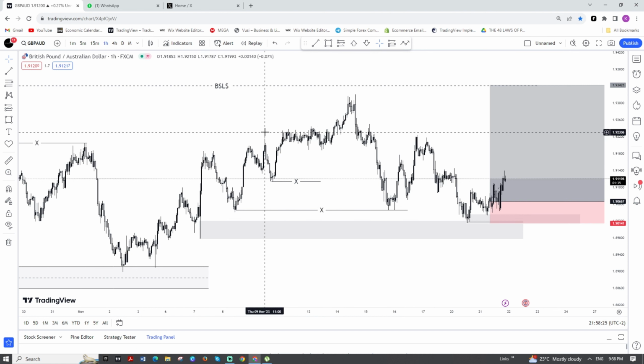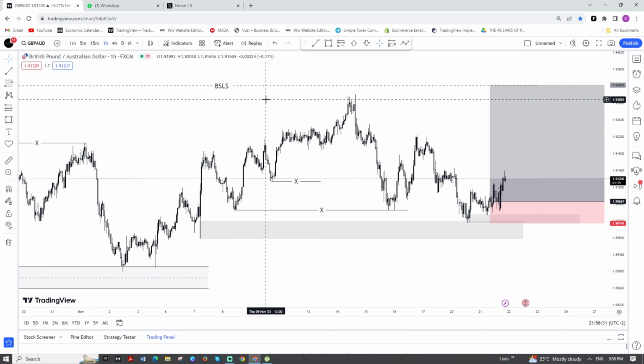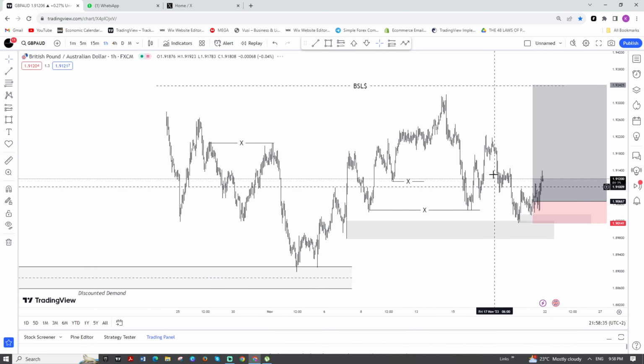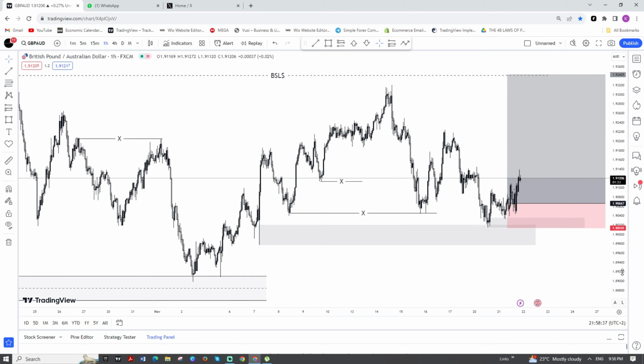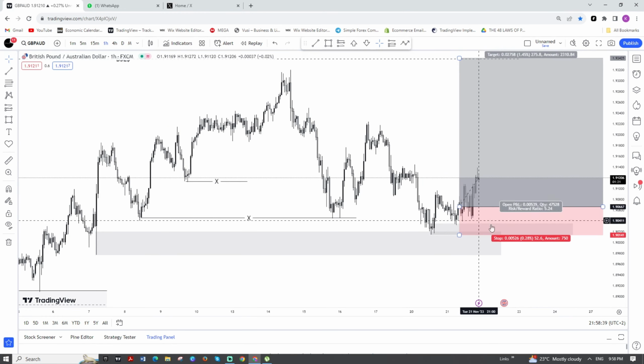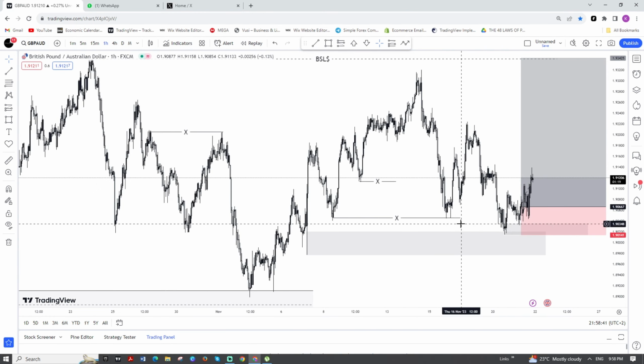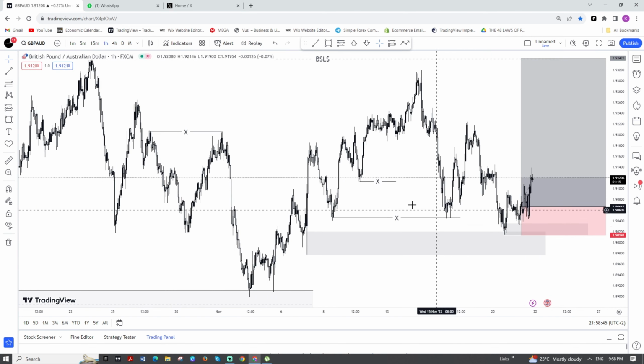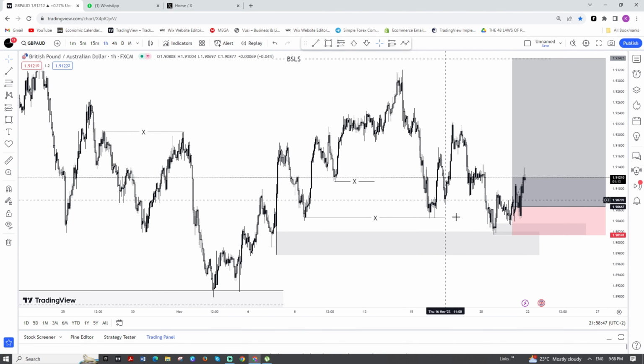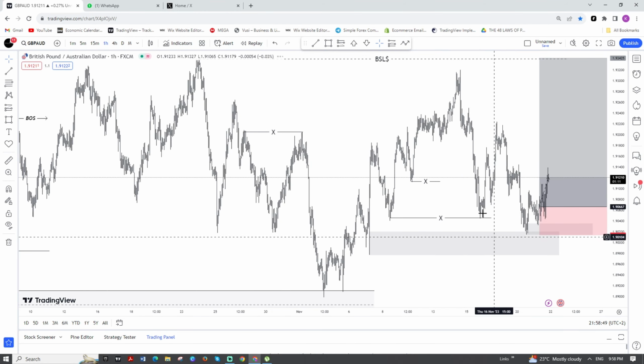So first of all, as you can see, my chart is already opened on the GBP/AUD, right? The British pound Australian dollar. As you can see, I already have entries on it. You can see that I opened entries on it. So I'm just going to go through this trade of how I came to this conclusion that okay, I'm going to be buying this pair right here.